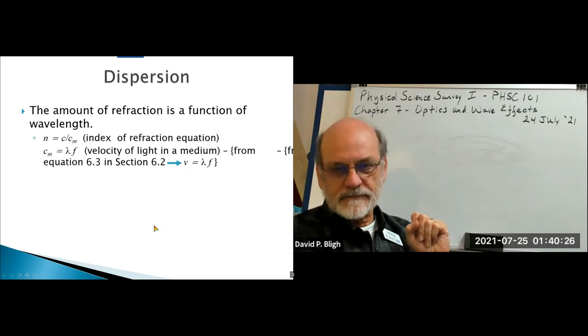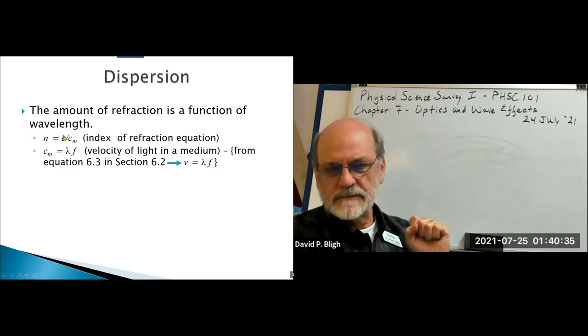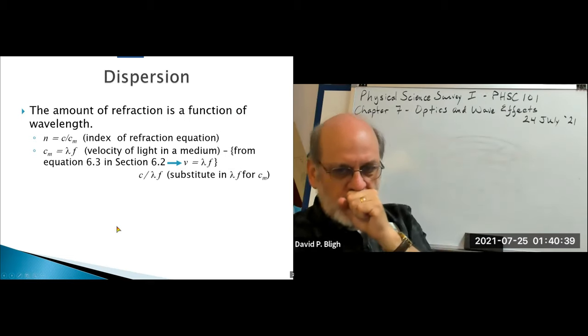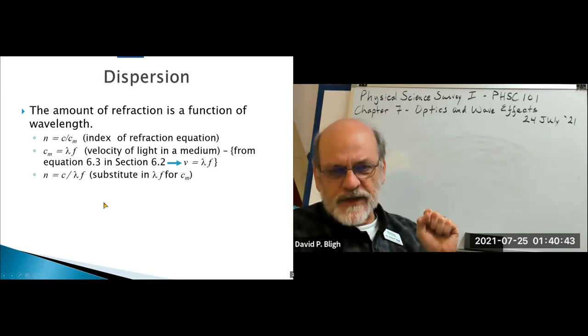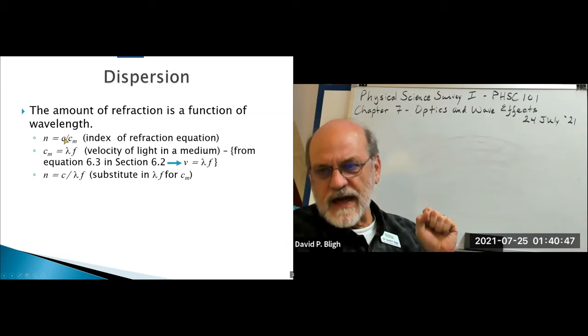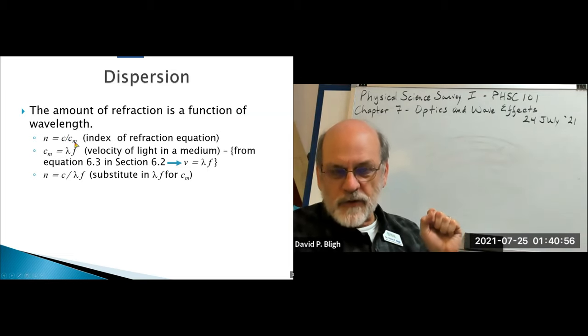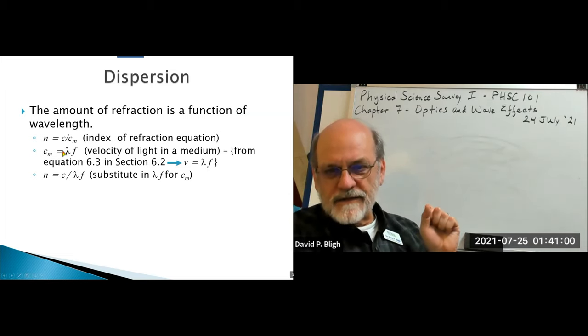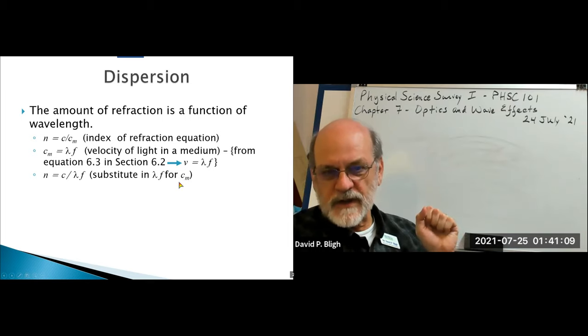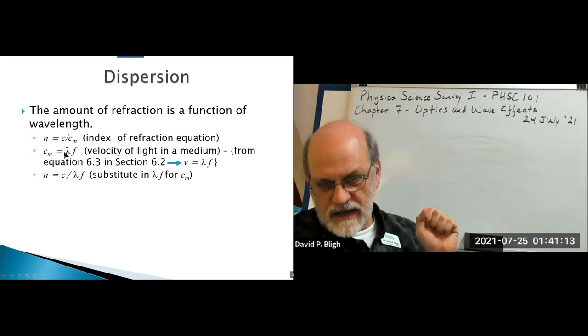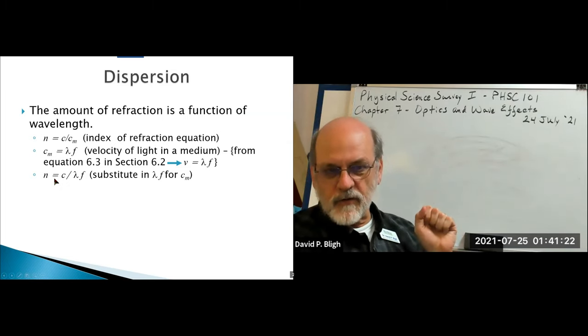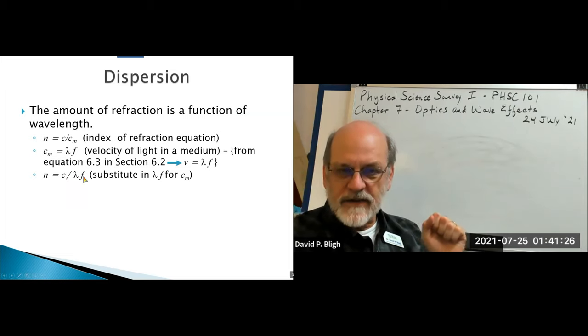Okay. So this is just a reminder of the formulas that we've used before. If we substitute, we know that the index of refraction is equal to the speed of light in vacuum divided by the speed of light in the medium. And we've solved for the speed of light in the medium. Then we can substitute the lambda and frequency for the speed of light in the medium, right? We can put this one in here, goes right into that place right there. Right? Put that in there, and that gives you this formula. So the index of refraction is equal to the speed of light in the vacuum divided by the wavelength times the frequency.